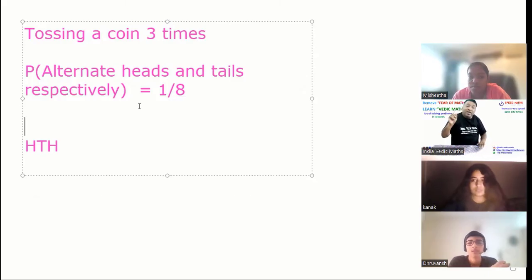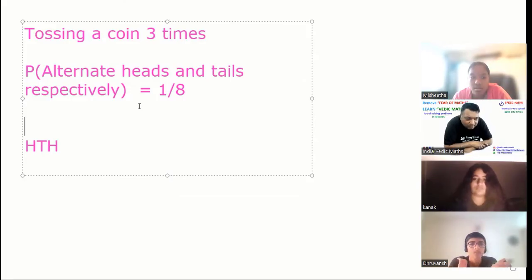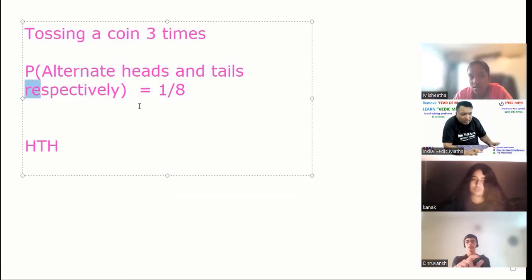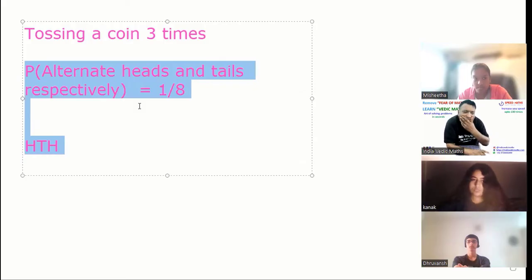Agree? Very different, guys. Respectively, the position is important. Cool? Mishita, agree? Vedant, I didn't really hear that last bit. I asked alternate heads and tails respectively. Will the answer change from the previous one or not? Respectively is the word which says first you should get heads and then tails, so only these outcomes are favorable. Correct? Okay, THT is not favorable because you need heads first. Okay? Cool, Kanak, Vedant, Priyanka.